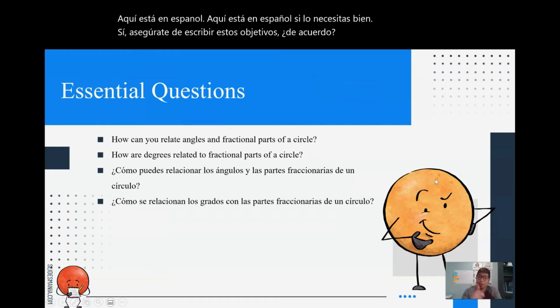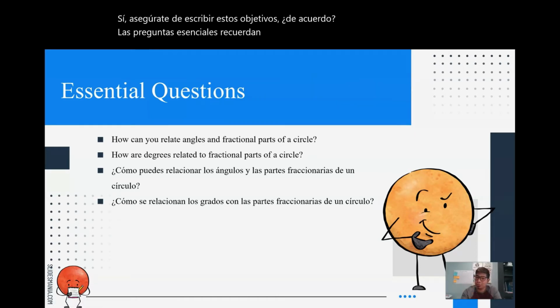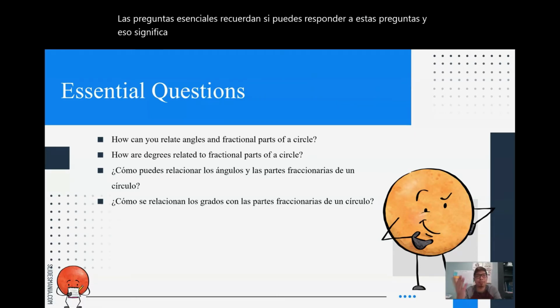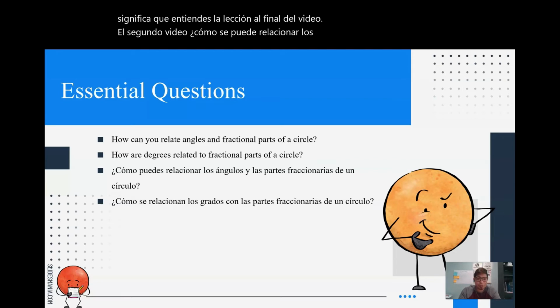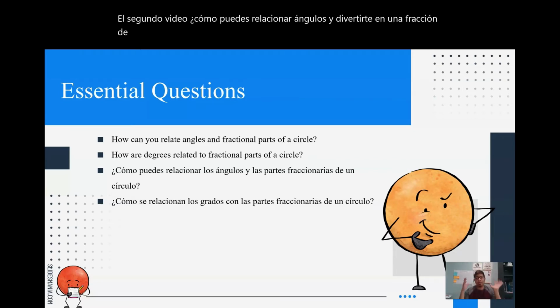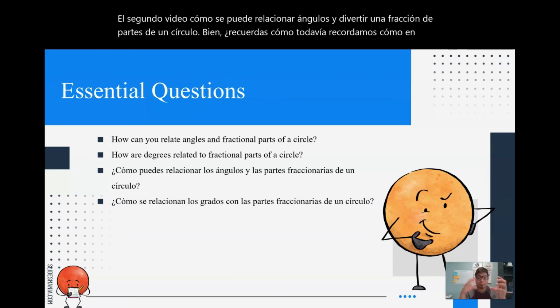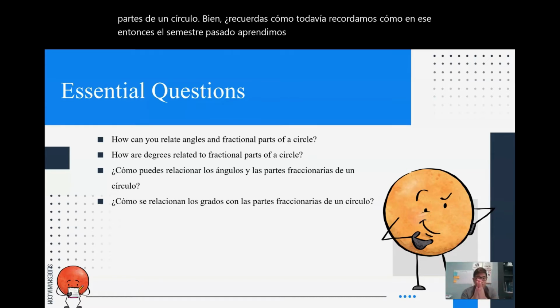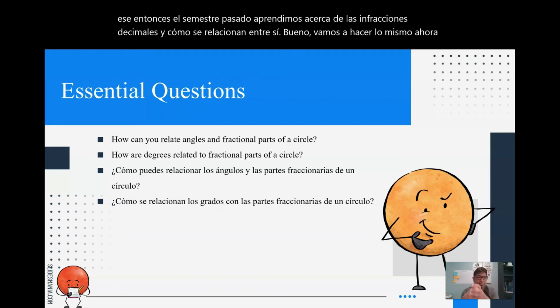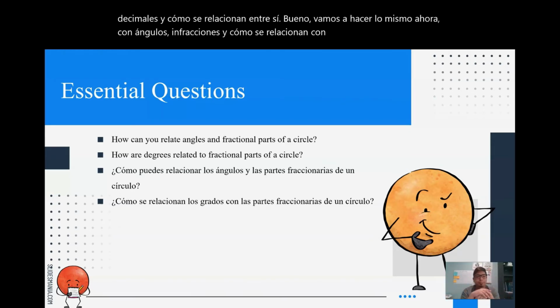Essential questions. Remember, if you can answer these questions, that means you understand the lesson at the end of the second video. How can you relate angles and fractional parts of a circle? Remember how back then, last semester, we learned about decimals and fractions and how they relate to each other? Well, we're going to do the same thing now with angles and fractions and how they relate to each other, but as part of a circle.